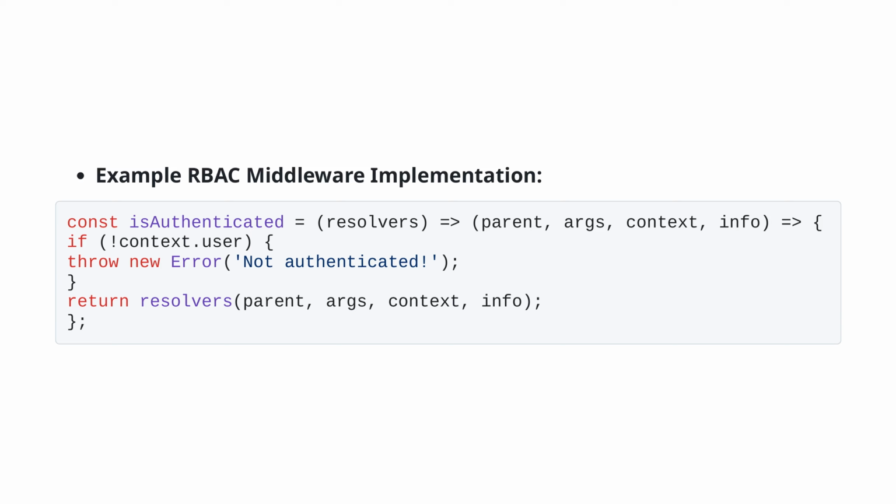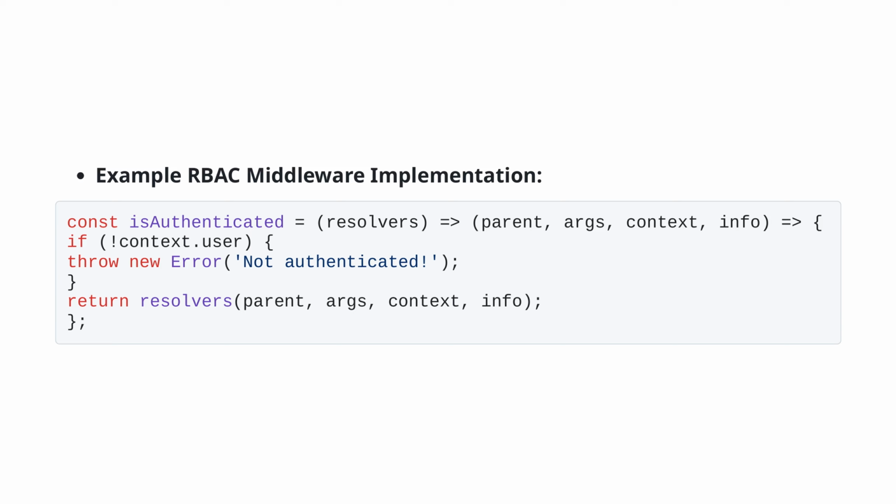Here we provide a practical implementation example of role-based access control, RBAC middleware, in a GraphQL environment. This example involves creating an isAuthenticated middleware function. The middleware function wraps around a resolver. It checks if the user is authenticated by inspecting the context user property. If context.user is not present, it throws an error stating not authenticated. If the user is authenticated, it proceeds to execute the resolver function with the provided arguments.